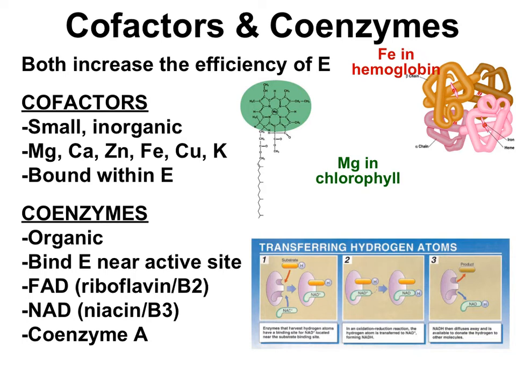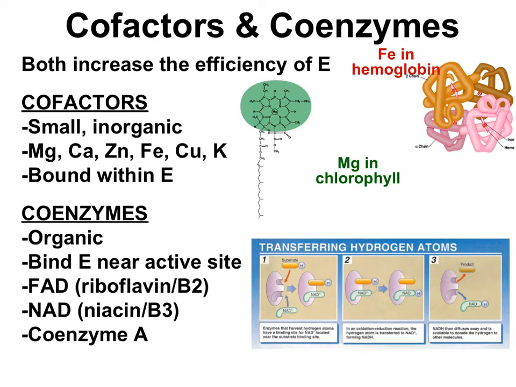Some examples of cofactors are all of these ions that are here: magnesium, calcium, zinc, iron, copper, and potassium. How they work is that they're bound within the enzyme and they help the enzyme work. You can see an example here with magnesium inside of chlorophyll. Magnesium is that little guy right in there. Or how iron helps in hemoglobin. You can see 4 iron molecules inside of hemoglobin.